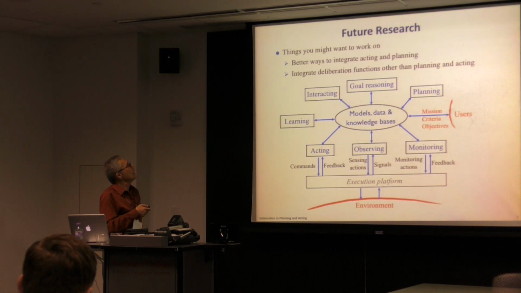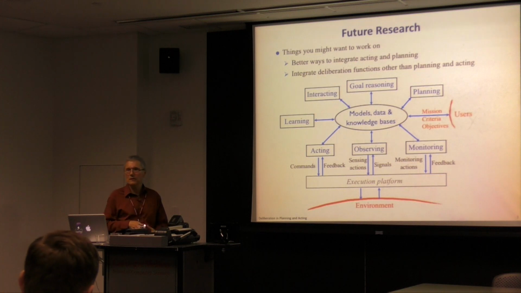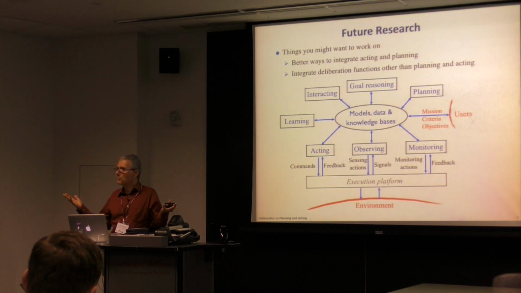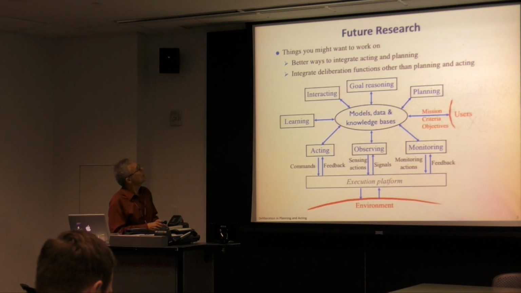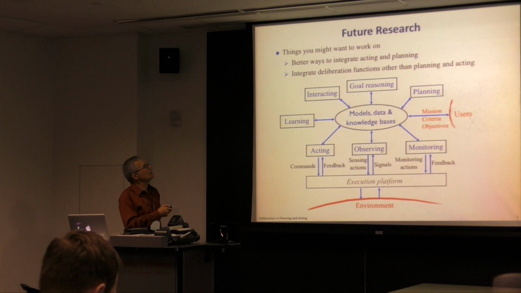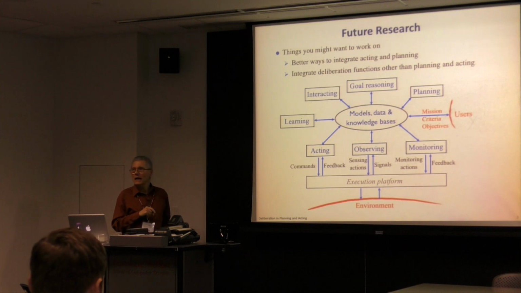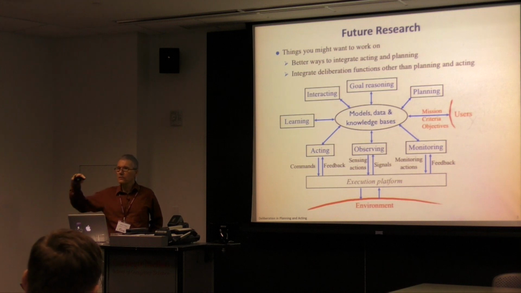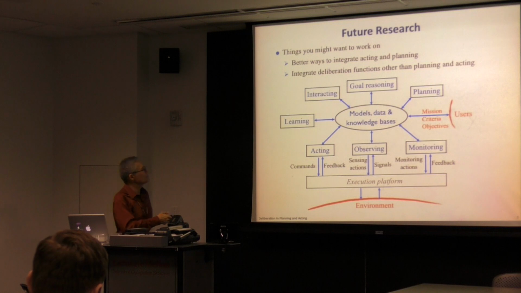Future research. Some possibilities for things that you could work on if you get interested. Number one, better ways to integrate acting and planning. I talked about some of them. Several points I talked about things being incomplete or more work being needed. Furthermore, there's more deliberation functions other than just planning and acting. Interacting, I touched on that a little bit at the end. Learning, I think, is going to be really important for getting machines that can learn how to plan rather than just doing things that we tell them to do.